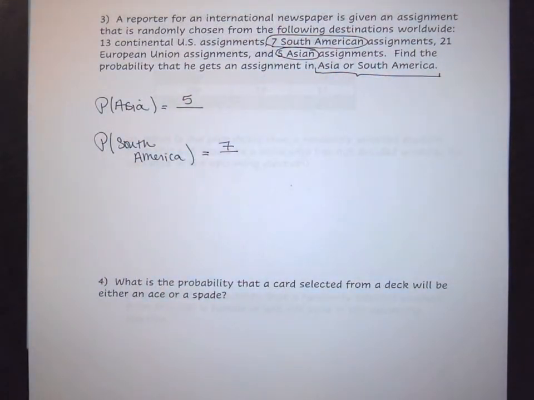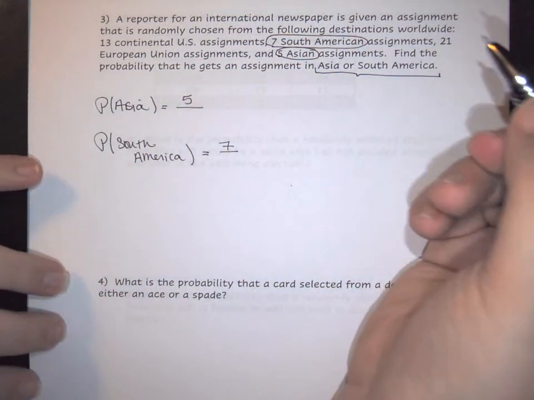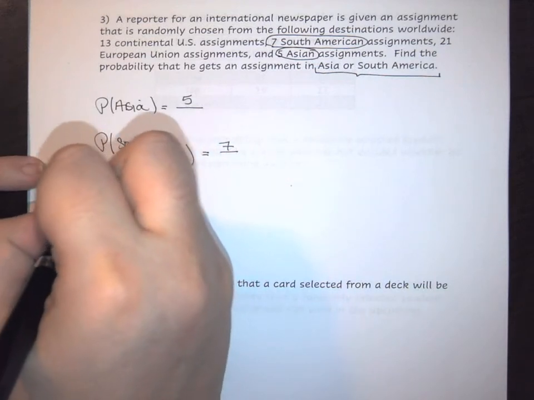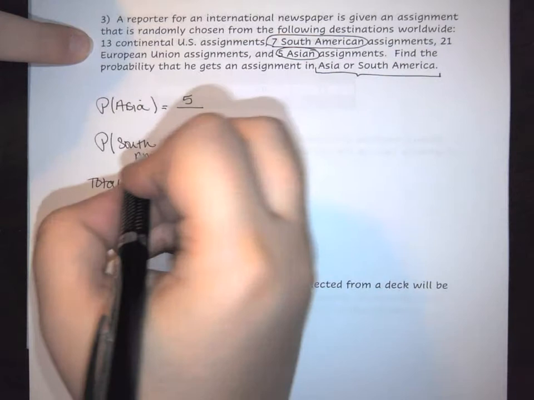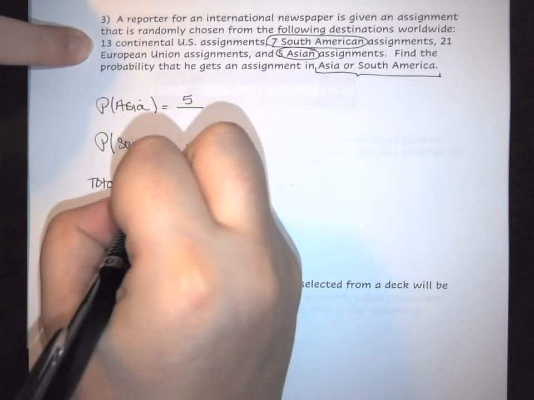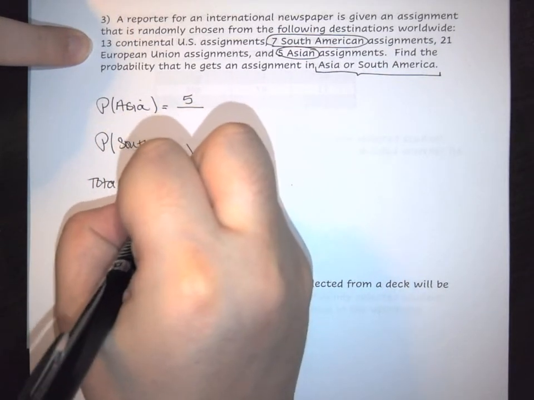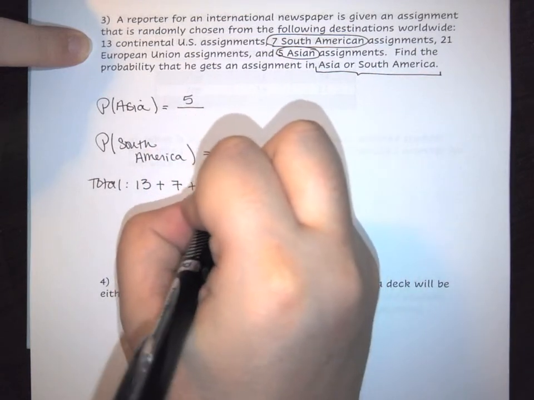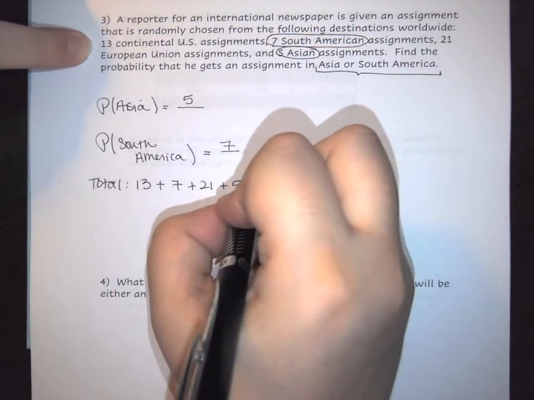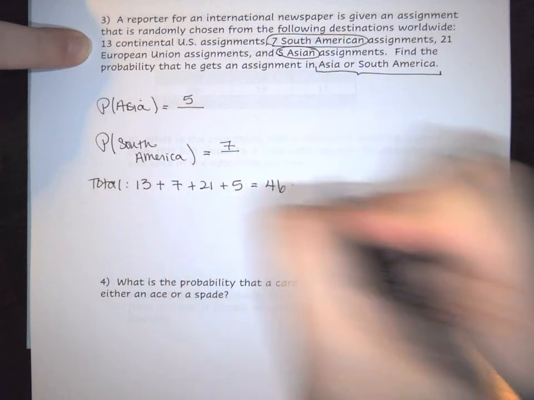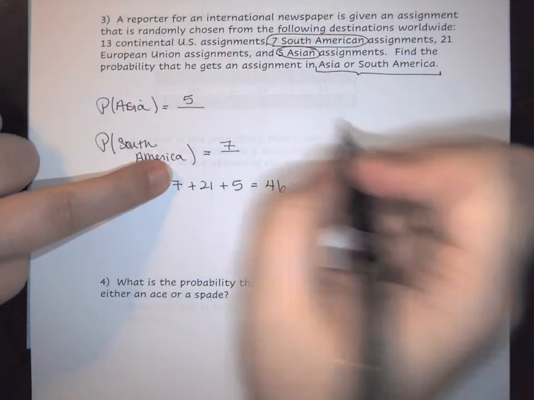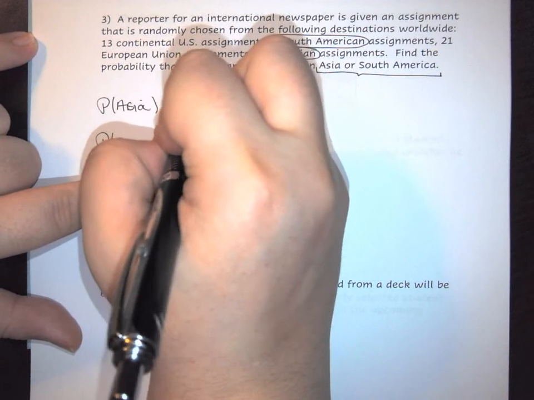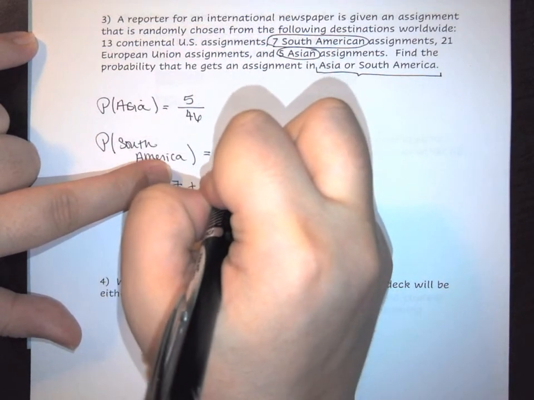Now with this, we have to find our total. So in order to find our total, again, we have to add everything up. So we go back, we had 13 continental, plus the 7 South America, plus the 21 European Union, plus the 5 Asian. And when we add all of those up, we get 46. So our probabilities here are over 46.